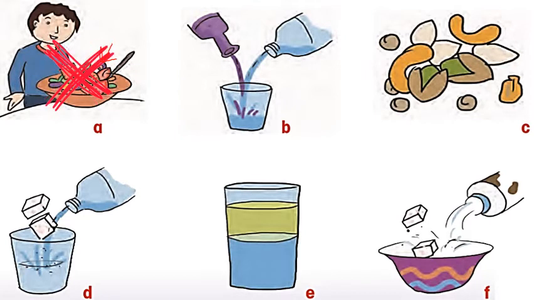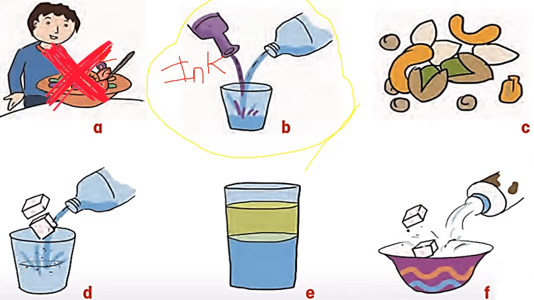Cross it. Good job. B, we're mixing some ink. Let me write here ink and water. The ink will dissolve in water. So what will we get? Will we get a homo or a heterogeneous mixture? Homogeneous mixture. Perfect. So let me circle it. Ink plus water will make a solution, a homogeneous mixture. We should not cross it.